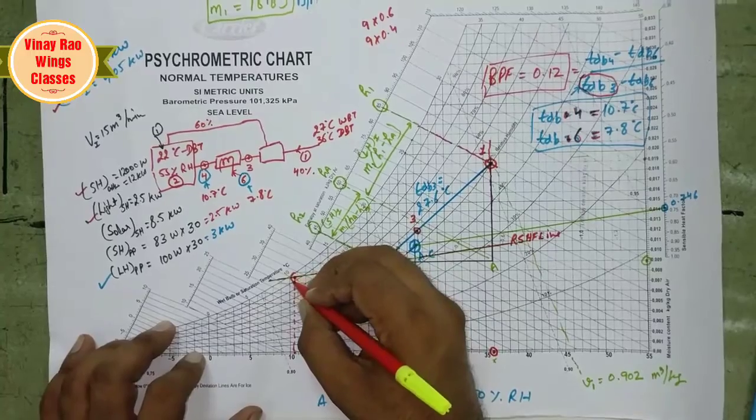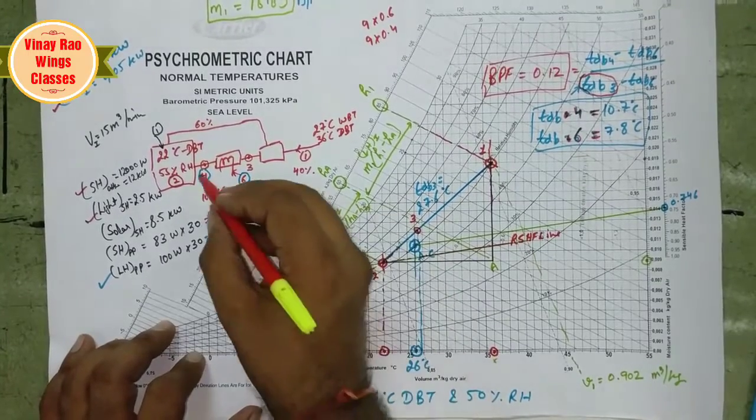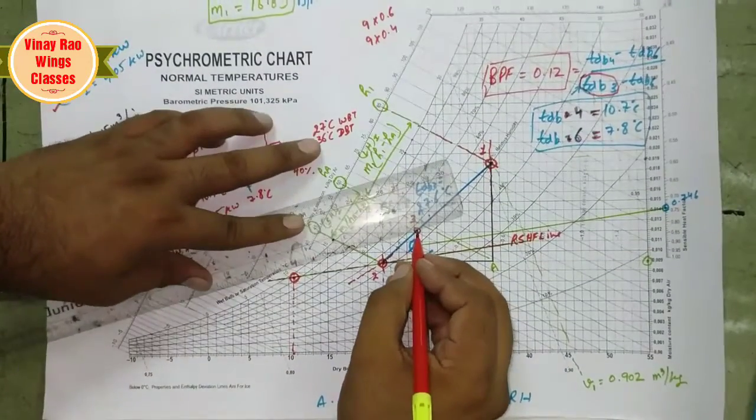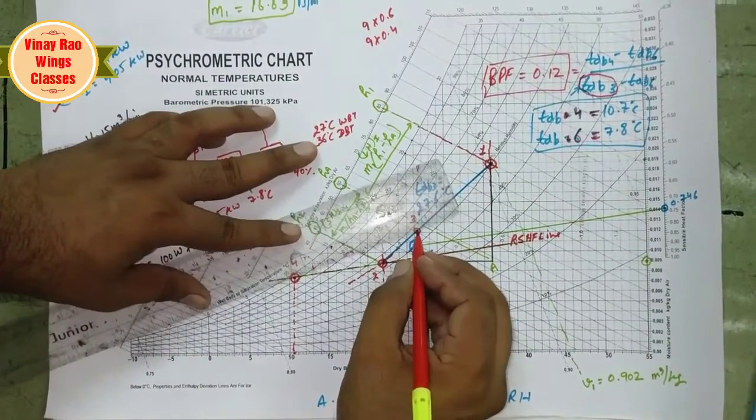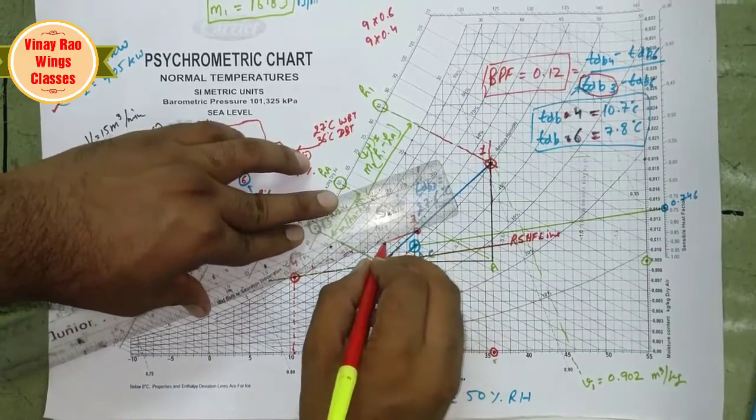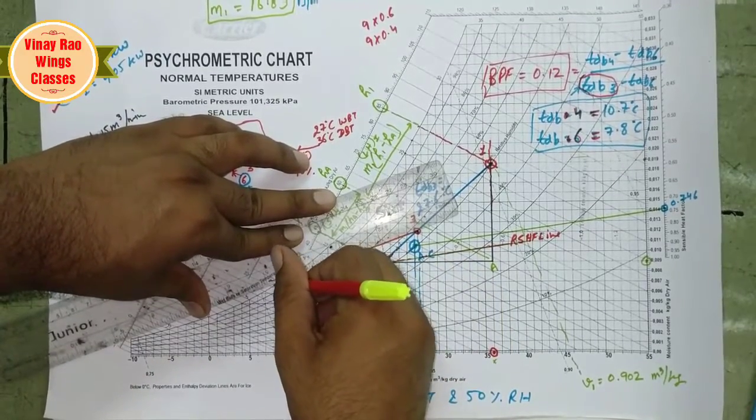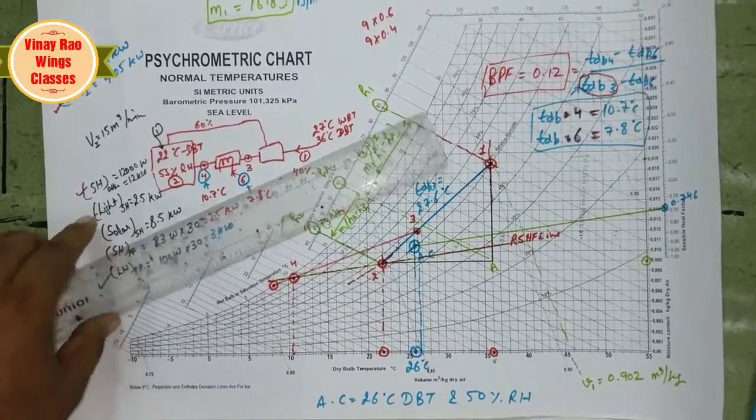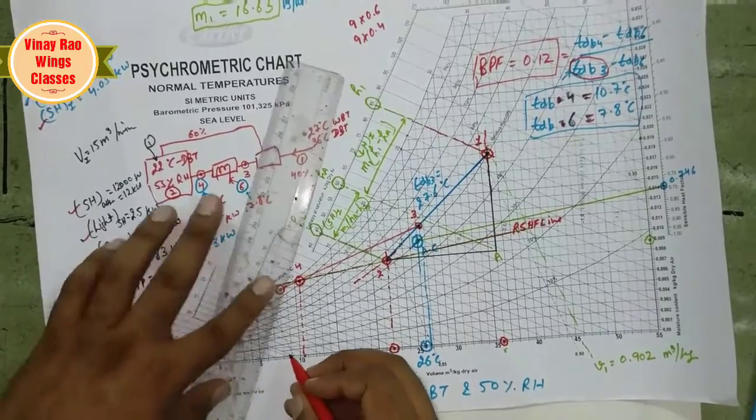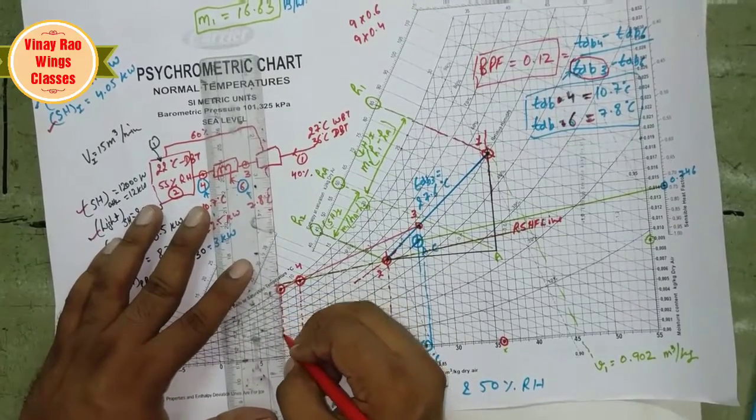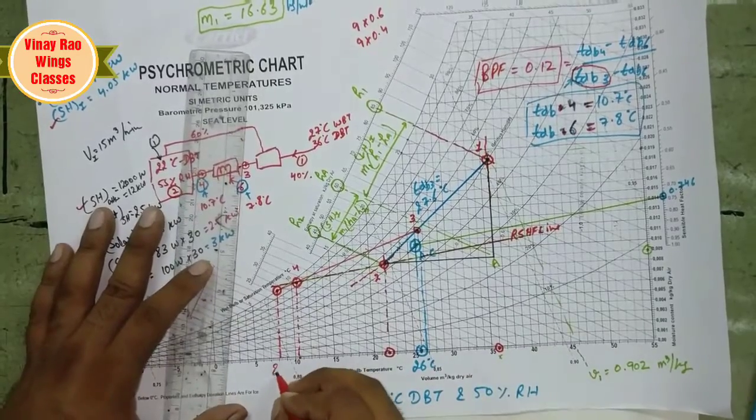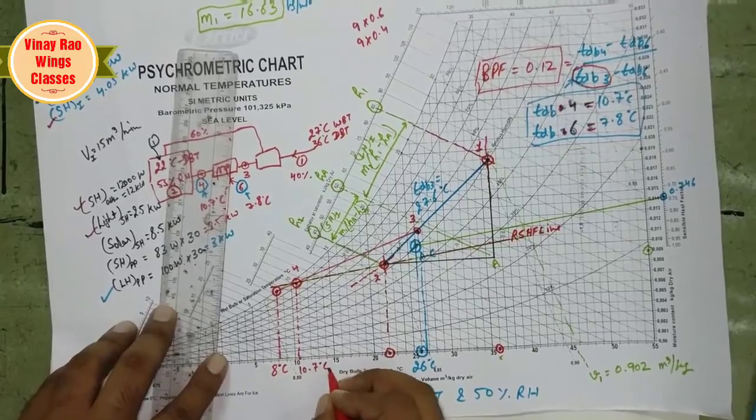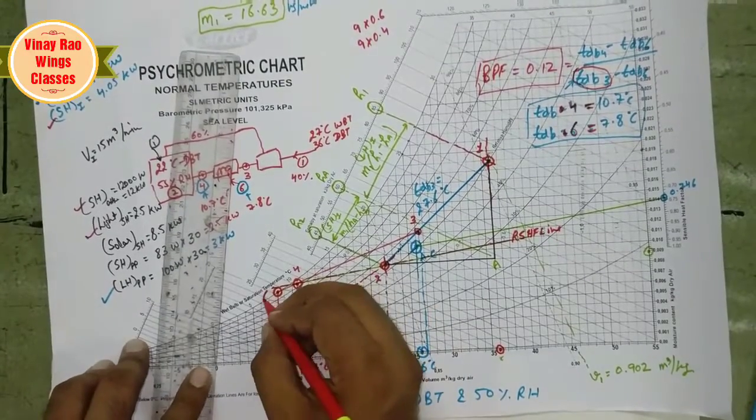This is the temperature of the inlet air to the auditorium, and we join these lines, point number 3 to point number 4. We got this point, the apparatus dew point, around 7.8. The result is approximate: 8 degrees Celsius, and this is 10.7 degrees Celsius. So this is point number 4 and this is point number 6.